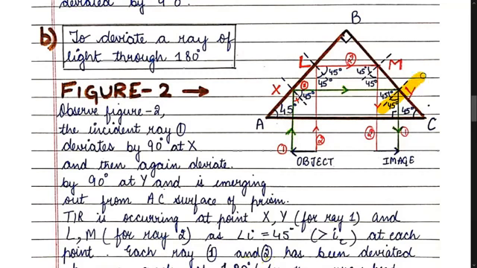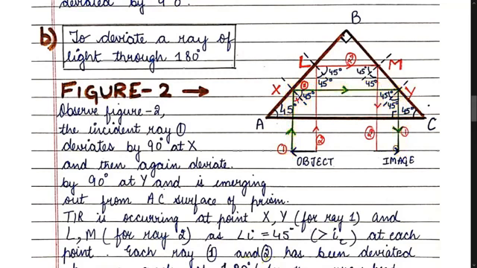And if we draw a normal from point Y, we will see that the angle of incidence is again 45 degree, which is greater than critical angle. Now what will happen? The ray will again get totally internally reflected, such that the angle of deviation is 90 degree. So this ray 1 is actually deviated by how much angle? 90 plus 90, that is 180 degree.